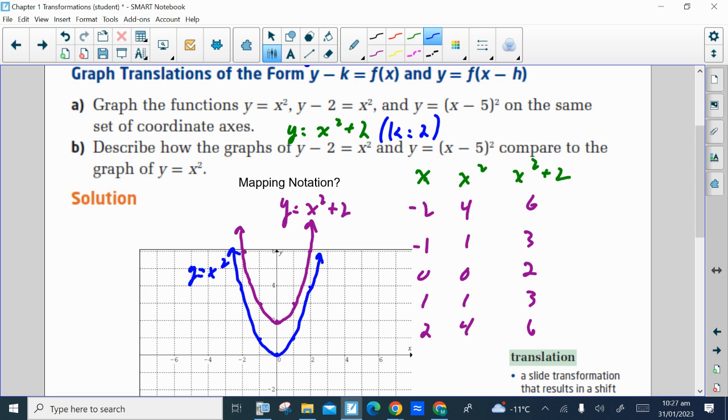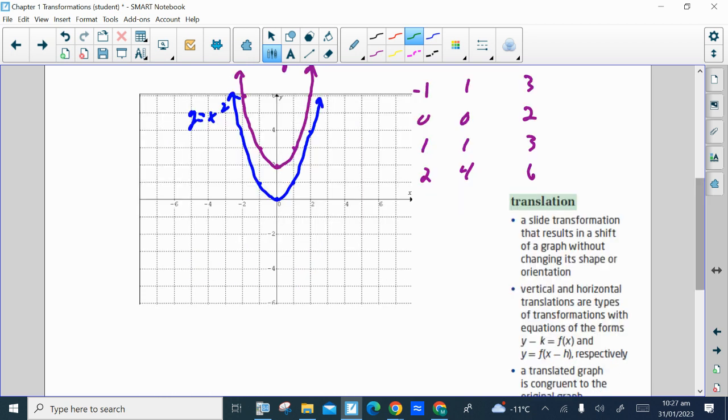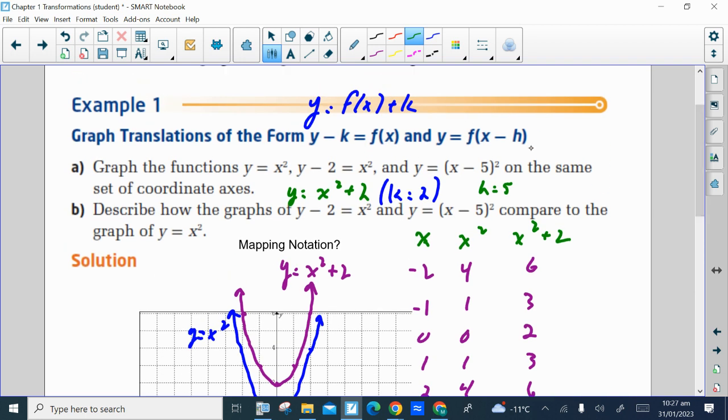This is the reason that this 2 is a k value of plus 2. And the graph shifted up 2 units. Okay? Now, for the third graph, which is x minus 5 all squared, this would be an h value of positive 5. In order to make x minus h look like x minus 5, you have to replace the h with the positive 5. Okay? The general equation is x minus h.